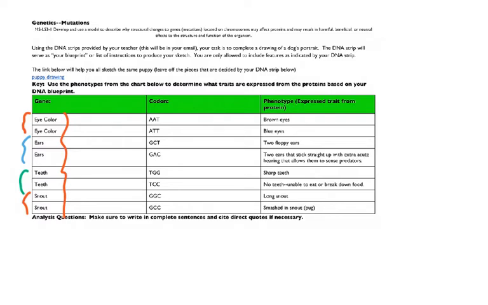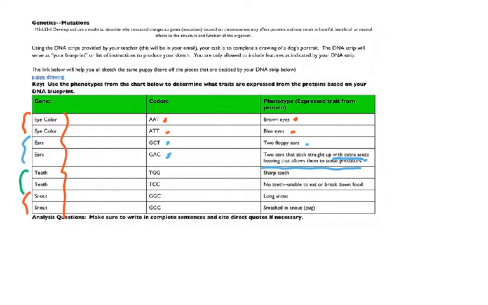So, if the first part of your code is AAT, then the dog you draw is going to have brown eyes. And like Miss Christie said, if you are lacking colored pencils or anything, draw an eye and then just label it as being brown. And then, of course, if the first part of your code is ATT, it would have blue eyes. And then going forward, if the second part of your code has GCT, you have 2 floppy ears on your dog. If it has GAC, you have 2 ears that stick straight up with extra acute hearing that allows them to sense predators. That is key here to the questions.